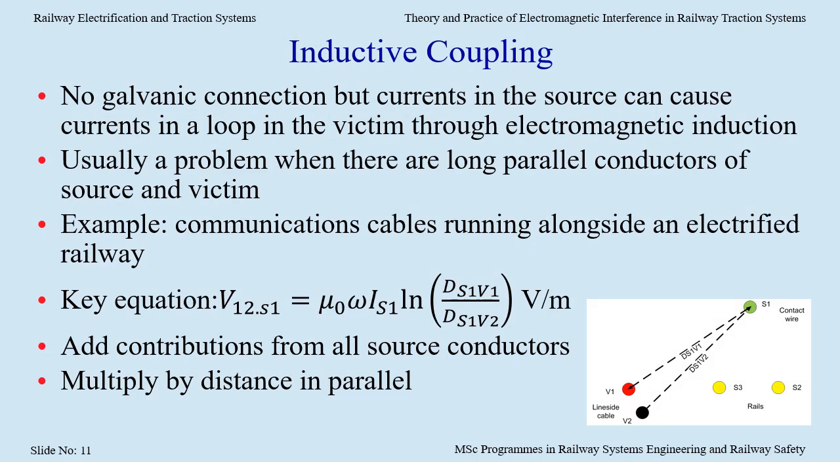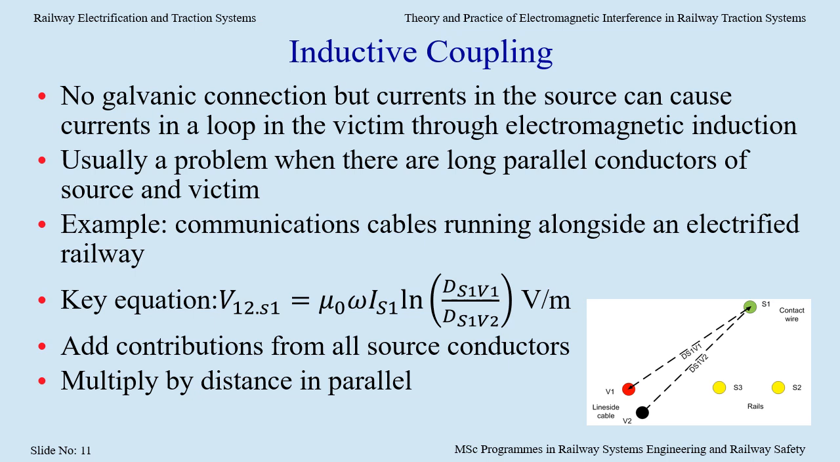In inductive coupling, there is no galvanic connection. Current in one conductor loop can induce voltage in an adjacent conductor loop. Imagine it as like a poorly coupled transformer with just a single turn on each side. Although the transformer ratio is low, the loops can run in parallel over long distances, especially on a railway, where you have line-side cables running for many kilometres.